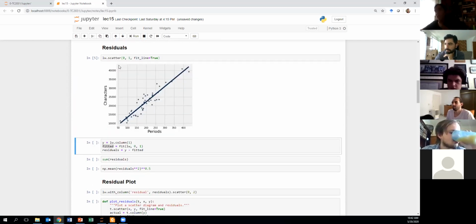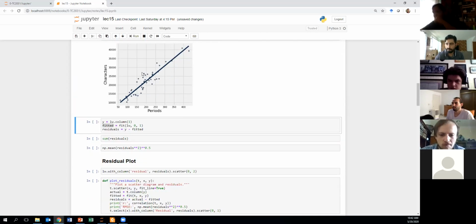This is the scatter plot of Little Women. I'm looking at periods versus characters, and I put in the fit line, the regression line. You can see some points are above the regression line, some of them below. These are things you already know.